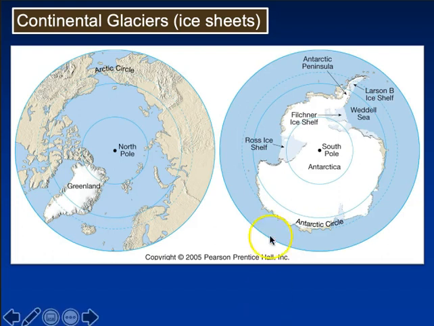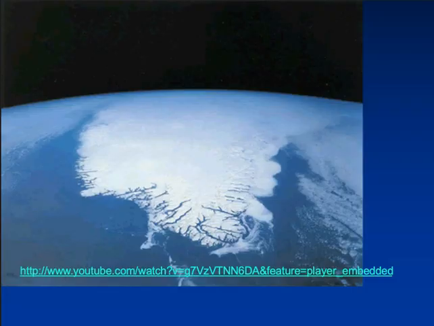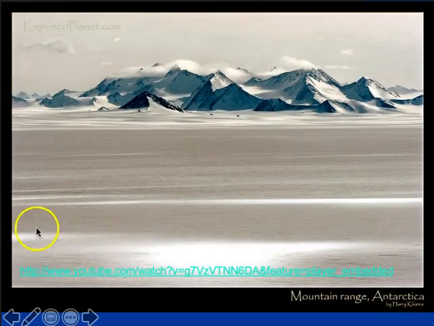Continental glaciers, also called ice sheets, cover Antarctica and Greenland today, but they were more extensive in the recent past. Here's a photograph of Greenland from space. And this is what Antarctica would look like, all covered in ice there.